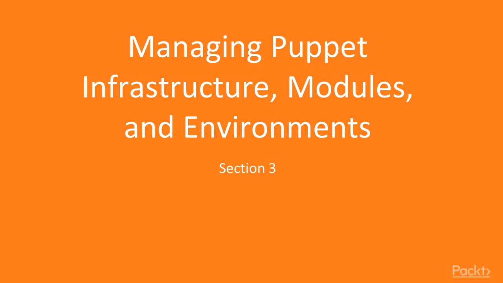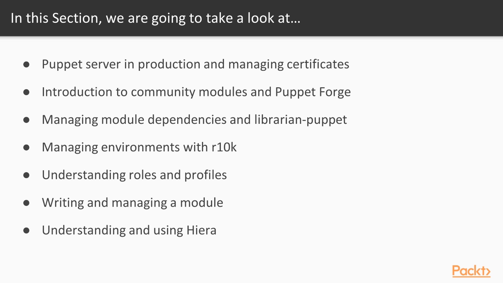In the previous section, we learned about the Puppet components, ecosystem, and terminologies. In this section, we will learn about managing Puppet infrastructure, modules, and environments. We are going to take a look at the Puppet server in production and managing certificates, introduction to community modules and Puppet Forge, managing module dependencies and library and Puppet, managing environments with R10K, understanding roles and profiles, writing and managing a module, and finally, understanding and using Hiera.